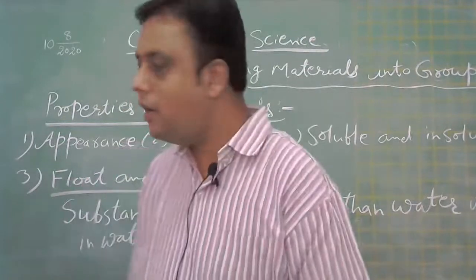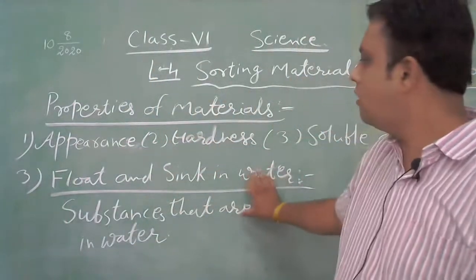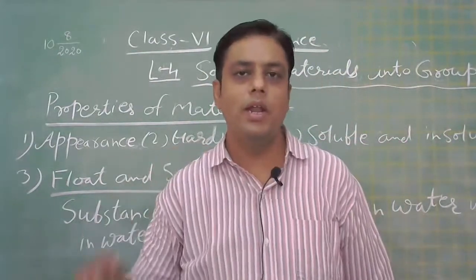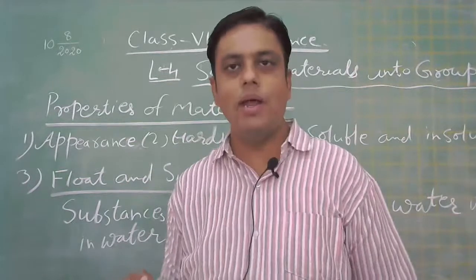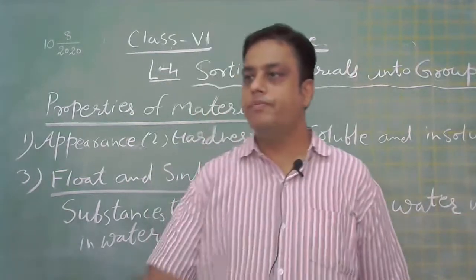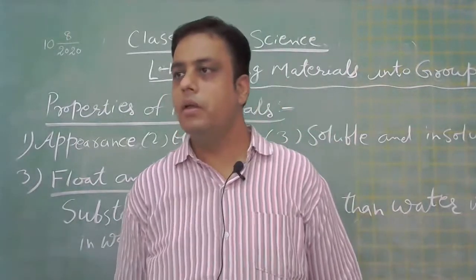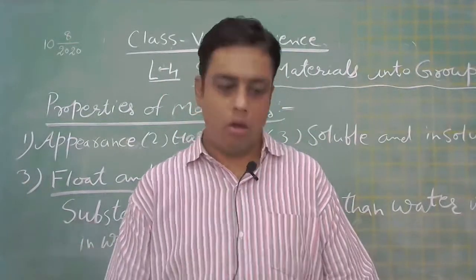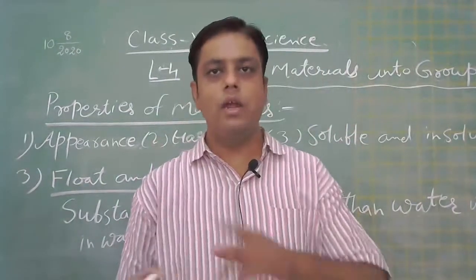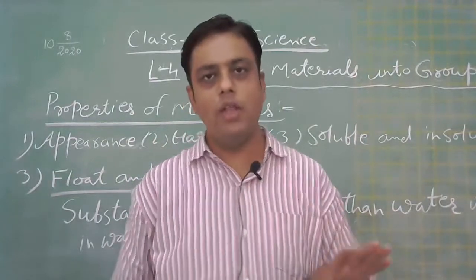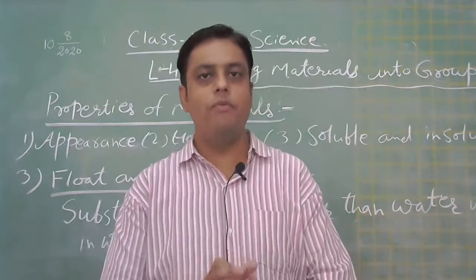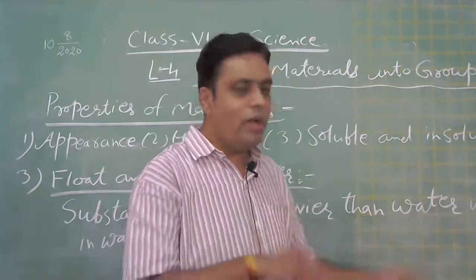So this is the way by which we can make two groups of materials: materials that float in the water and materials that sink in the water. Many answers are coming. The one thing is that cotton and all these things float in the water, but after soaking the water, their weight becomes more than the water. That's why they sink in it.